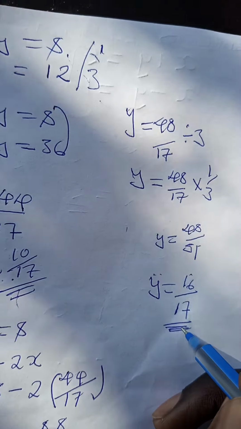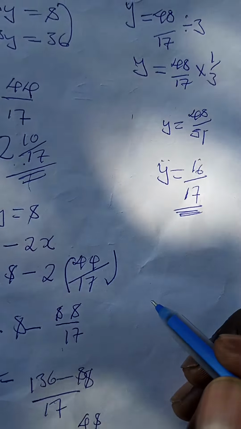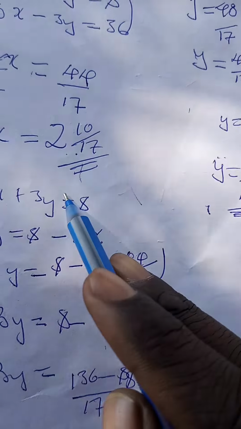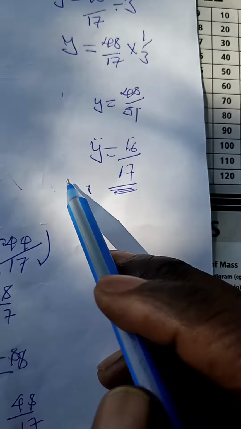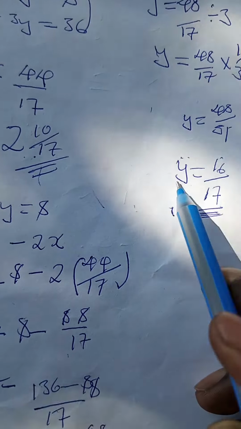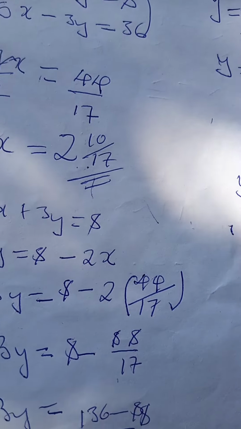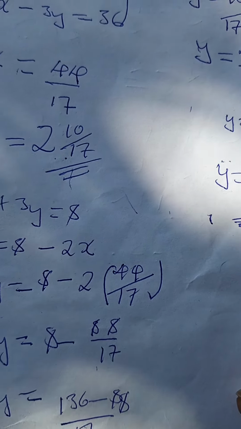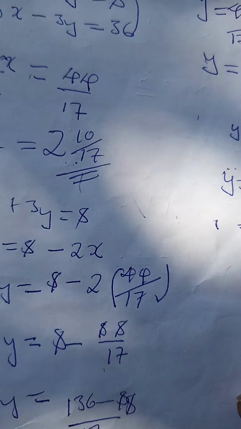So that's reducing. So the final solution is here: you got y equal to this one, and for x, x is equal to this, and y is equal to this. So this is the final solution. This is all about simultaneous equations involving the elimination method. So in the next one, we'll talk about the substitution method.